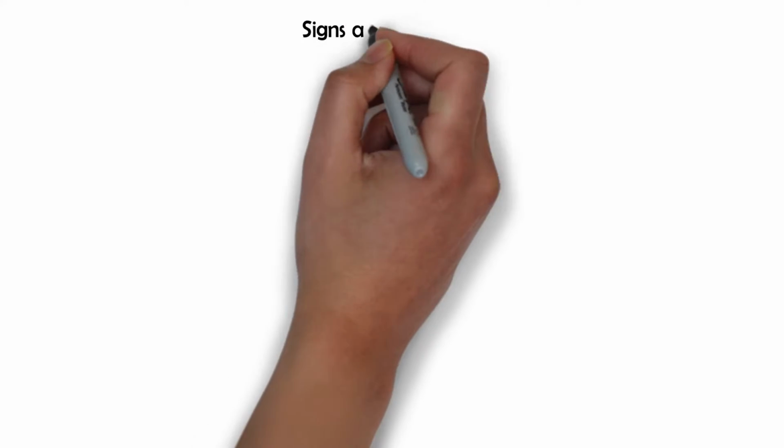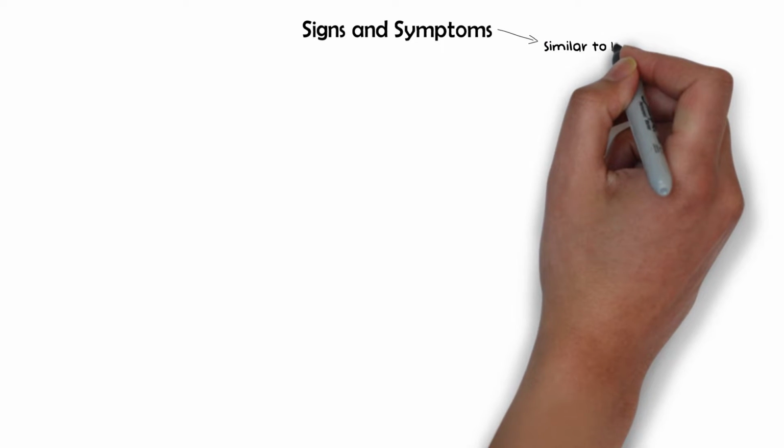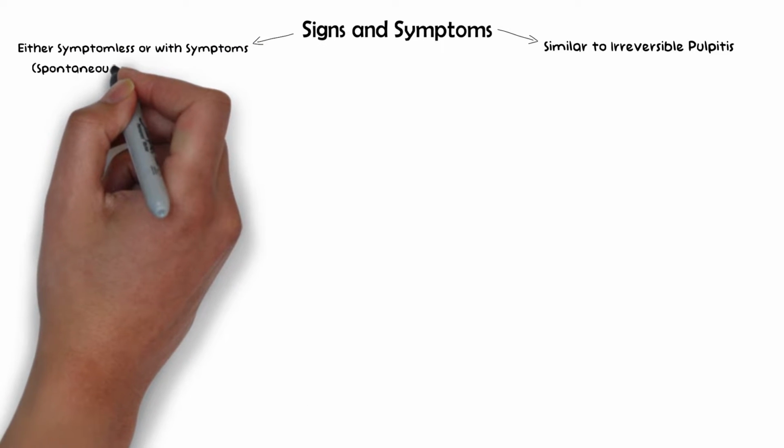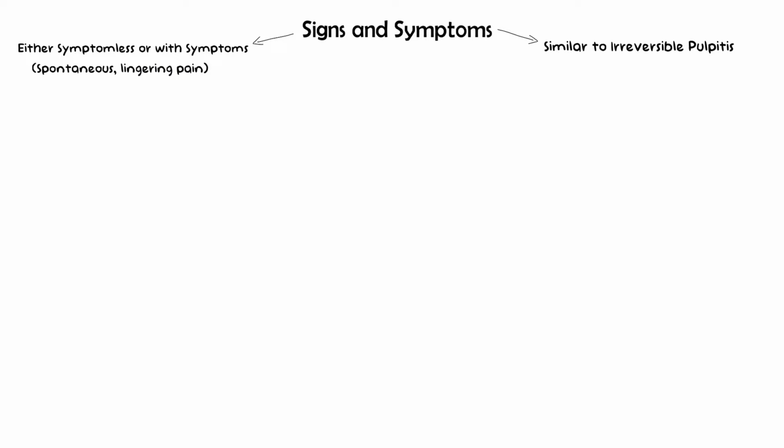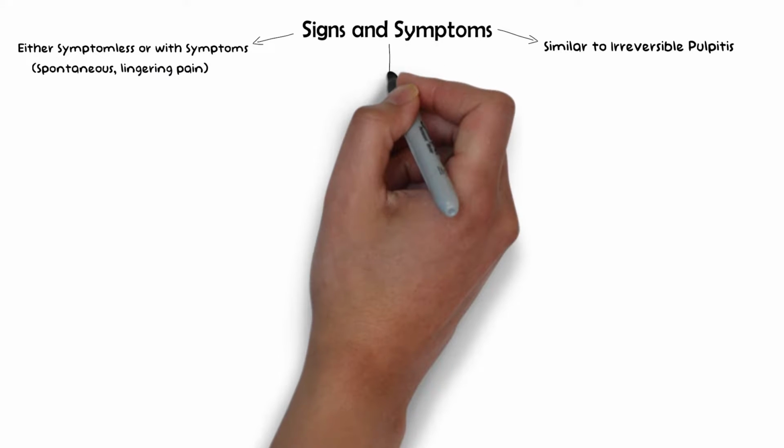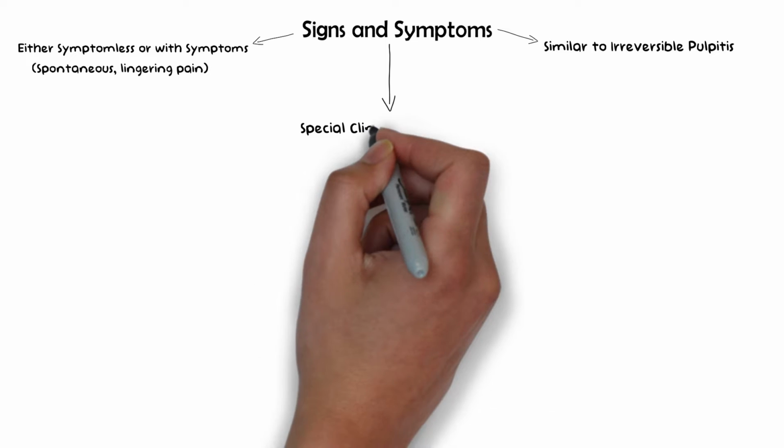Since the pulp polyp is a type of irreversible pulpitis, the signs and symptoms are also similar to irreversible pulpitis. Pulp polyp is usually asymptomatic, or it can also have signs and symptoms. Symptoms include spontaneous lingering pain just like those of irreversible pulpitis. There is, however, a special appearance associated with the pulp polyp.